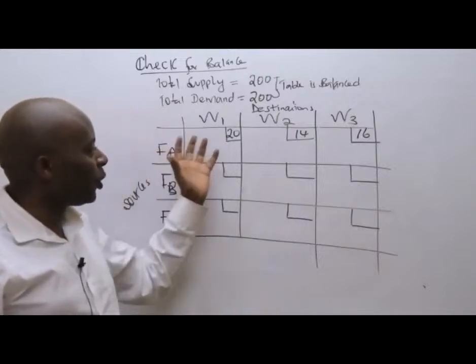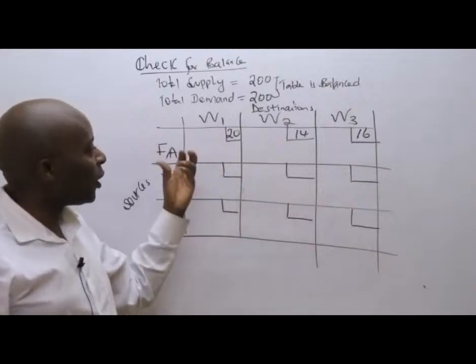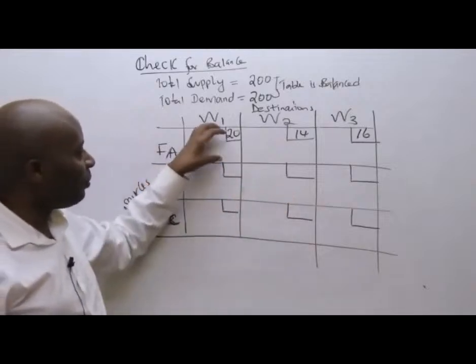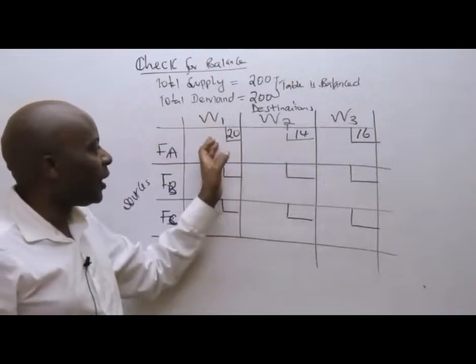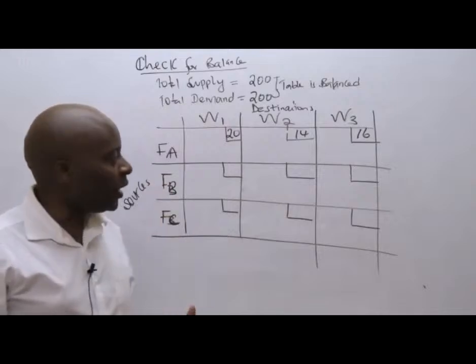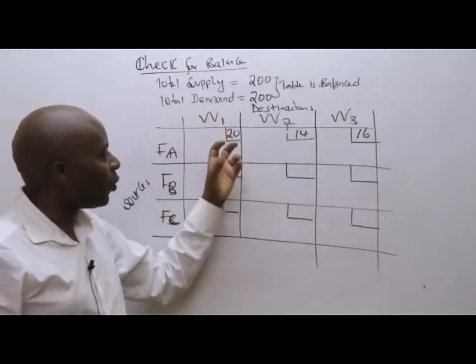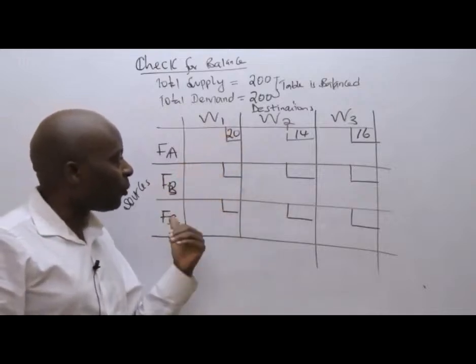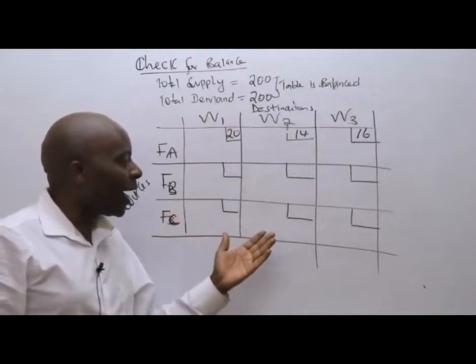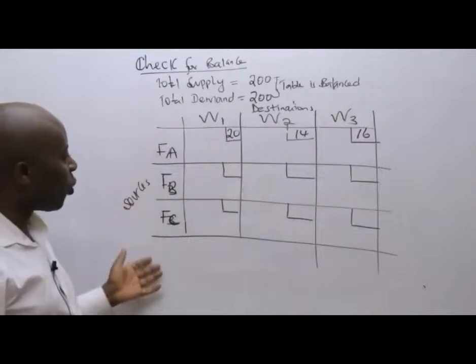We'll come and put our transportation structure. In the transportation structure, we shall be having two types of cells: the big cell and the small cell. The big cell will be taking the quantities, whereas in the small cell we shall be putting what we call the transportation cost per unit.